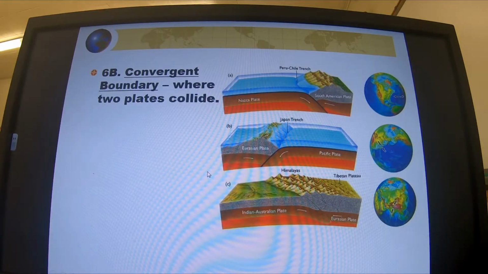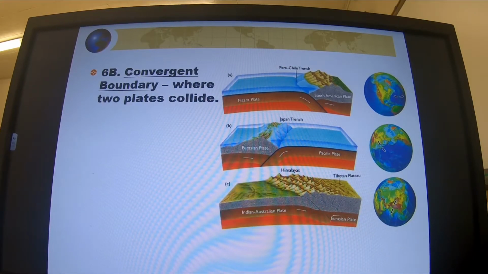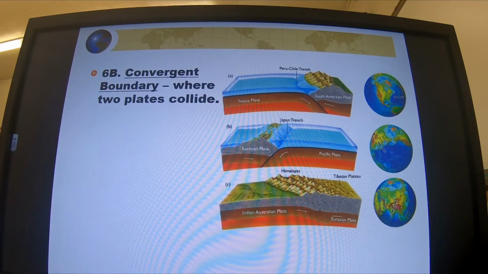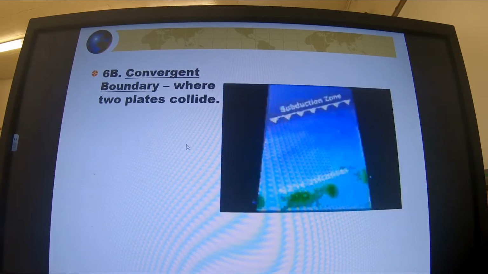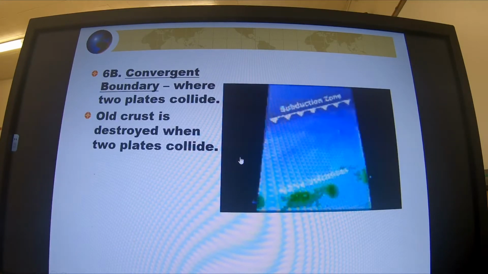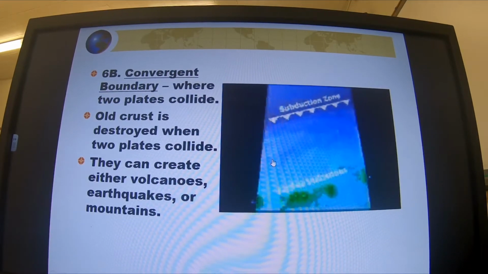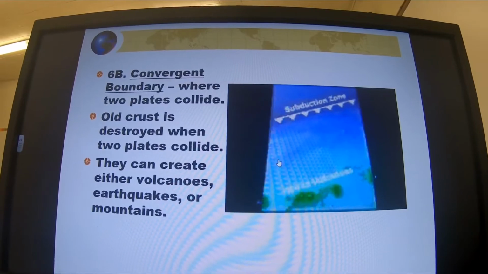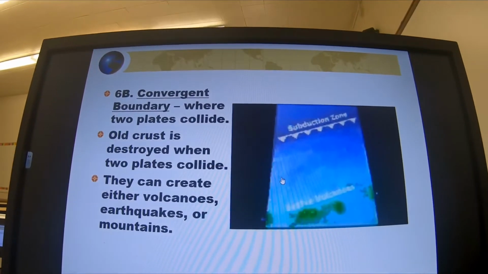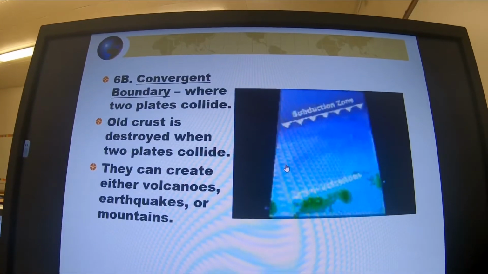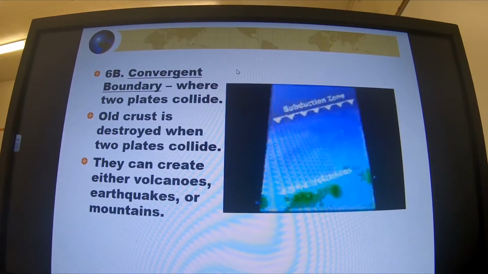Now, the second type of way that these plates interact with each other is called convergent boundaries. These are where the plates actually bang into each other. So you can imagine what happens when these plates bang into each other. The first thing that happens is old crust is destroyed when these plates collide, and they can create volcanoes or earthquakes or mountains. Sometimes when these crusts collide, they push the rocks up, creating mountains or volcanoes, and in some cases, they just bang against each other and cause the earth to shake like crazy.